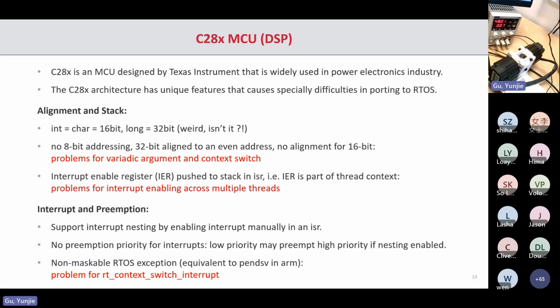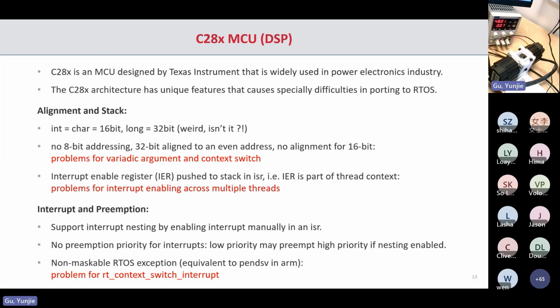And the second is the interrupt enable register. This register is pushed to the stack in the interrupt service routine, and that means this register is part of the context. So if you enable one interrupt in one thread and you switch to another thread, then this interrupt becomes disabled, because it does not carry over with the thread.